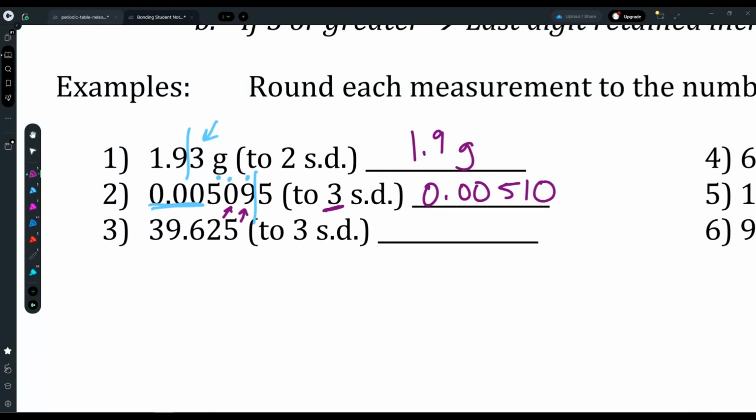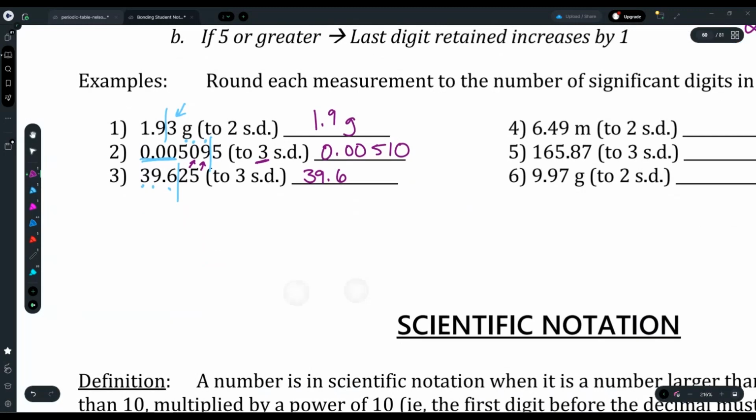Okay, and then number 3, round off to 3 sig digs, so I count 1, 2, 3. There's my cutoff line. So the number after the cutoff line is lower than 5, therefore the 6 is going to stay the same, so 39.6.